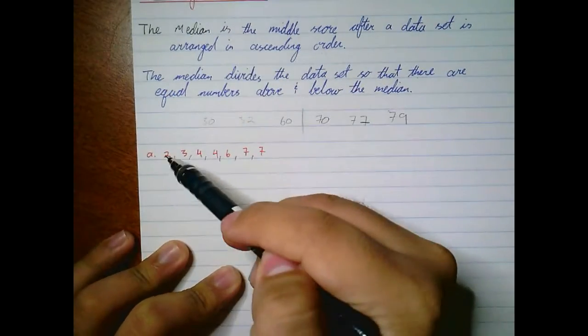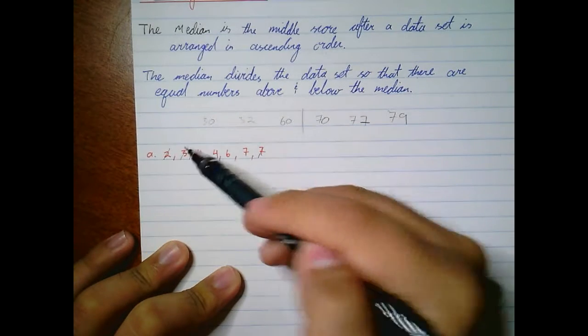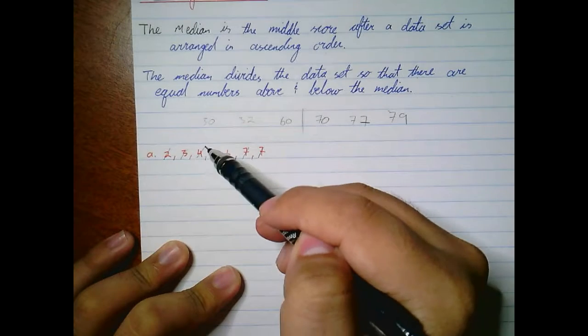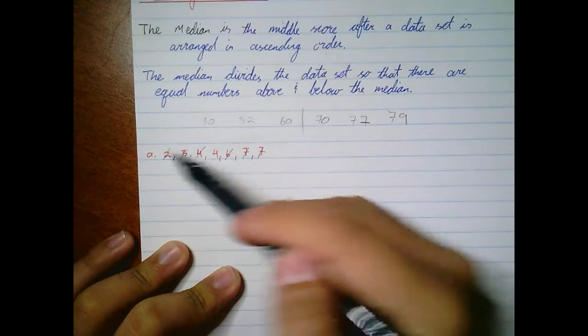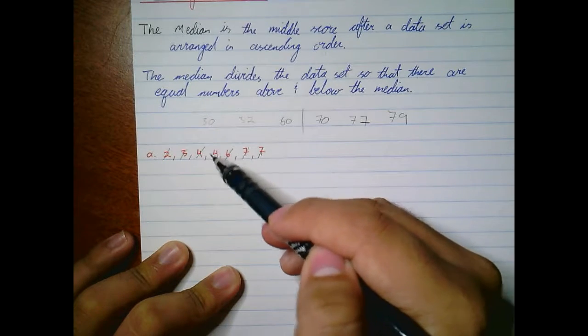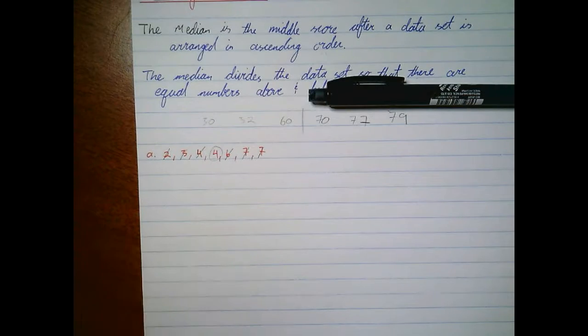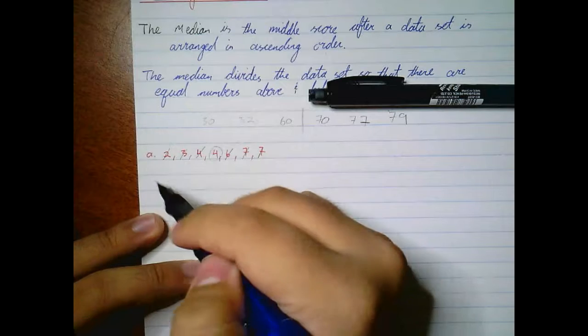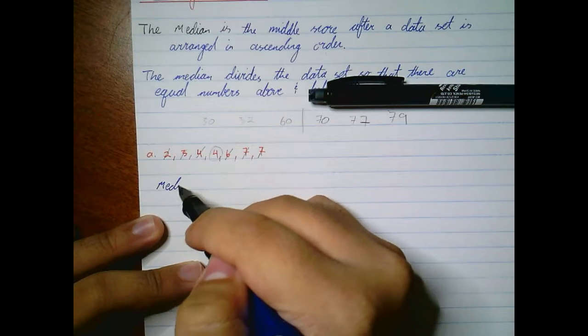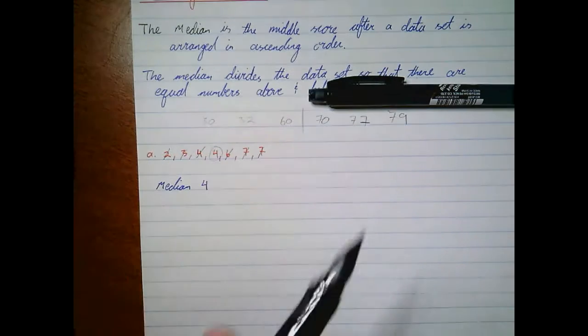I'm just going to cross off the 2 from the left, and the 7 from the right. I'm just going to keep crossing off like this. So left, right, left, right, left, right. We're left with one number. And in this case, that's pretty simple. We have the median is 4.